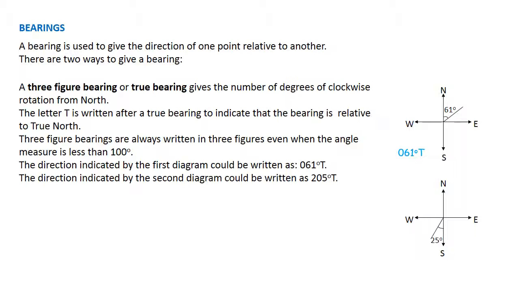rotation from north. The direction indicated in the second diagram is 205 degrees true, 205 degrees from north, because from north to south we have to rotate 180 degrees, then plus an extra 25 degrees, making 205 degrees in all.